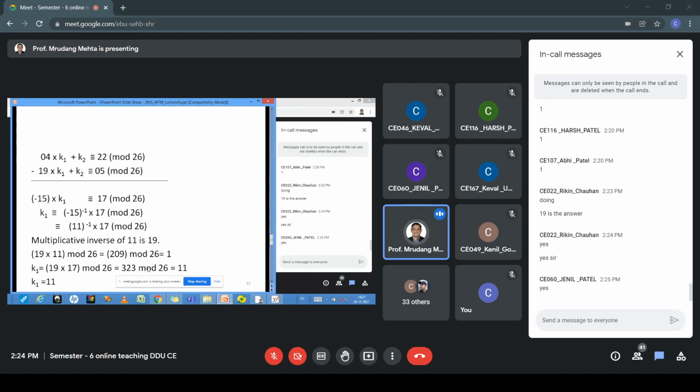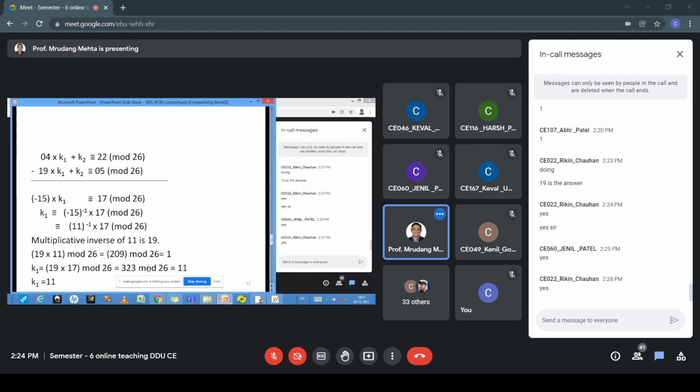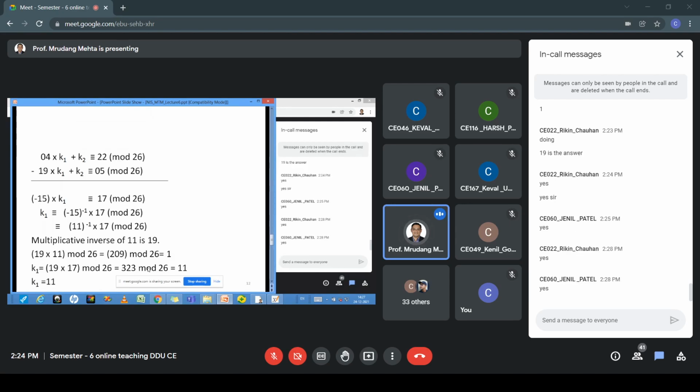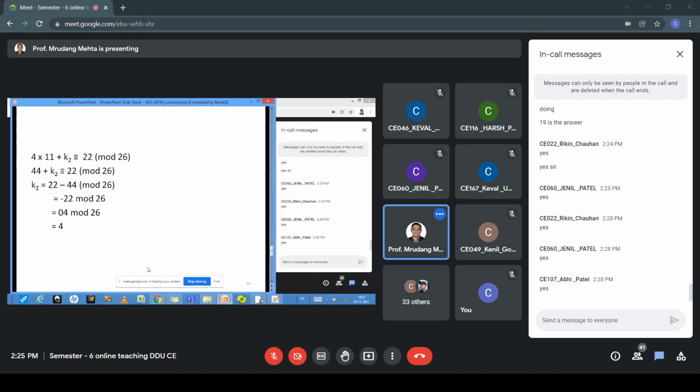And so K1 is 11. K1 belongs to Z26 star. Is that correct? Right. So it is simple now. K1 is found. So we can find K2 also. So 4 into 11 plus K2 congruent 22 mod 26. Right. So K2 is 22 minus 44 mod 26. That is minus 22 mod 26. That is equal to 4 mod 26. And that is equal to 4. So K1 is 11 and K2 is 4. Is that clear to all of you?